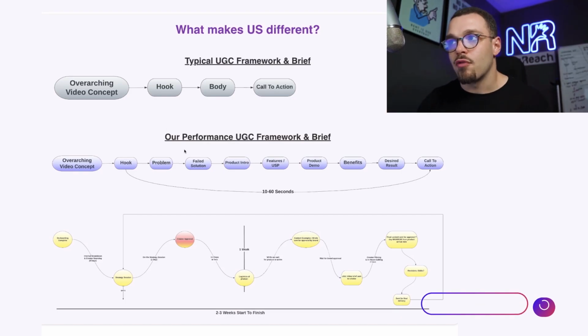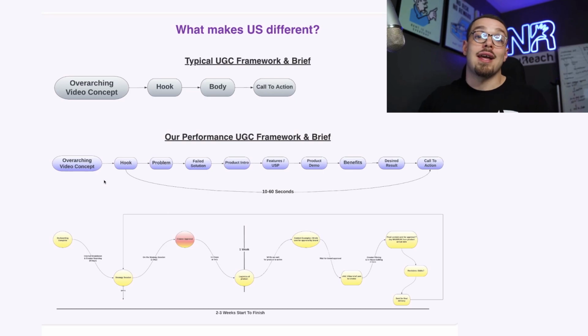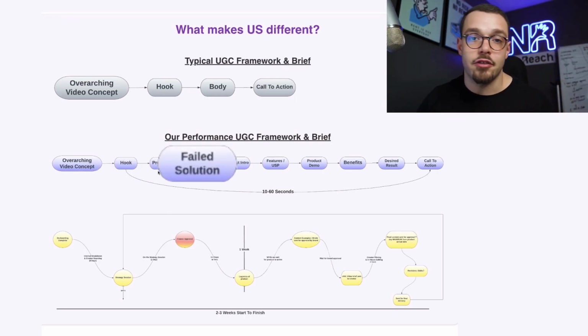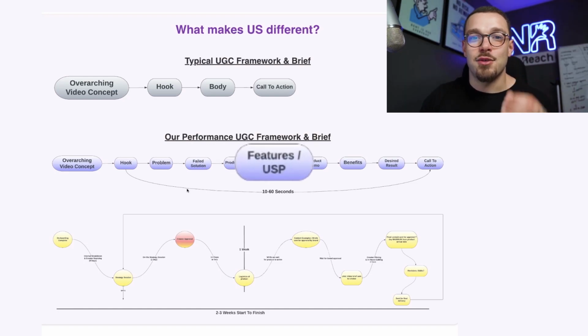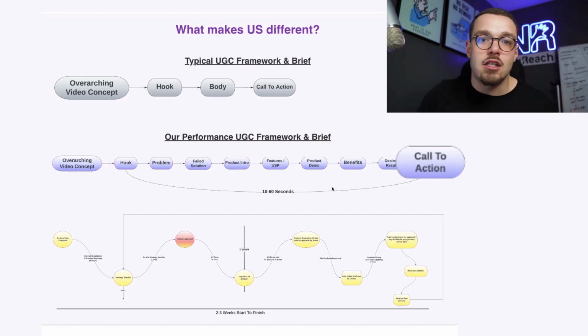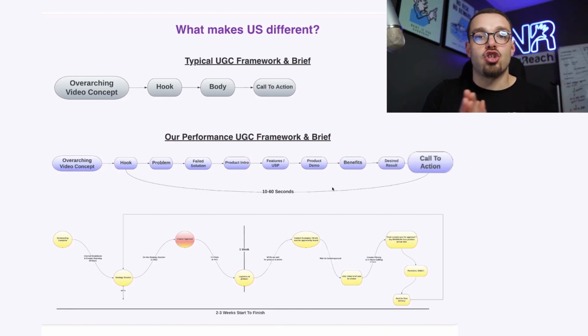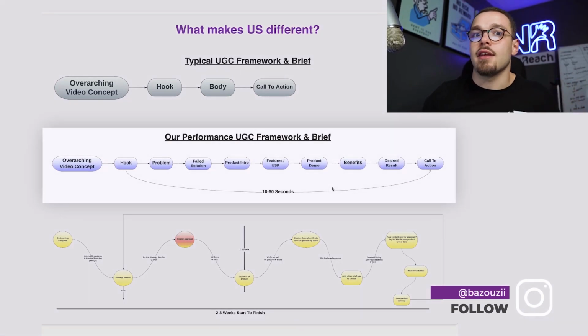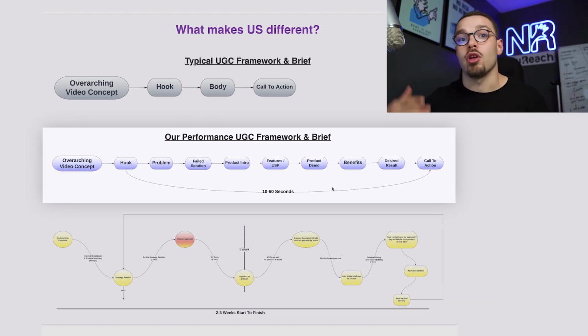So this is our performance UGC framework. We generally, again, let's just go through it like an unboxing video here. We're going to go through a hook, problem, failed solution, product intro, features and unique selling points about the product, demo, benefits, desired result, and then into the call to action. And we're going through each of these steps within 10 to 60 seconds of the entire video, because as we know today, people's attention spans are super short, and we need to make sure that, like I said, we have engaging and entertaining content that actually has people converting at the end of it.